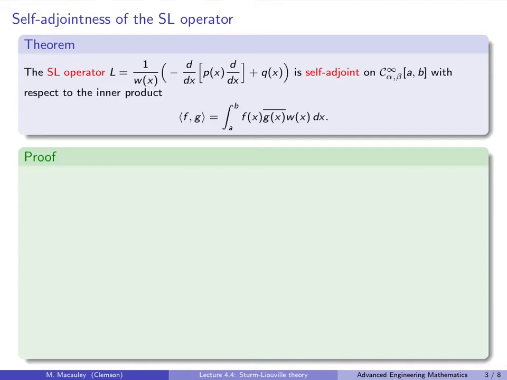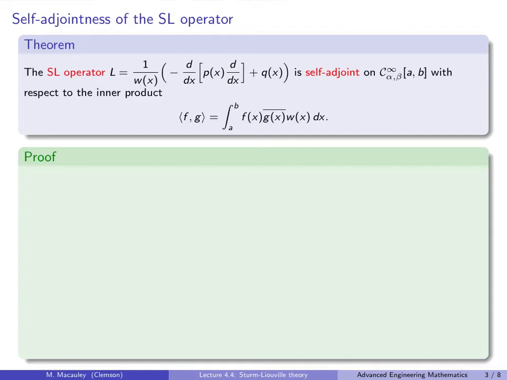Fair question. Second thing, I was a little bit sloppy on the previous slide when I said this operator is self-adjoint. I didn't tell you what space we're talking about or what the inner product is. And we saw in the previous lecture that we can have an operator like the second derivative operator, which is self-adjoint on a vector space, but not on a different one. So formally, here's the theorem.